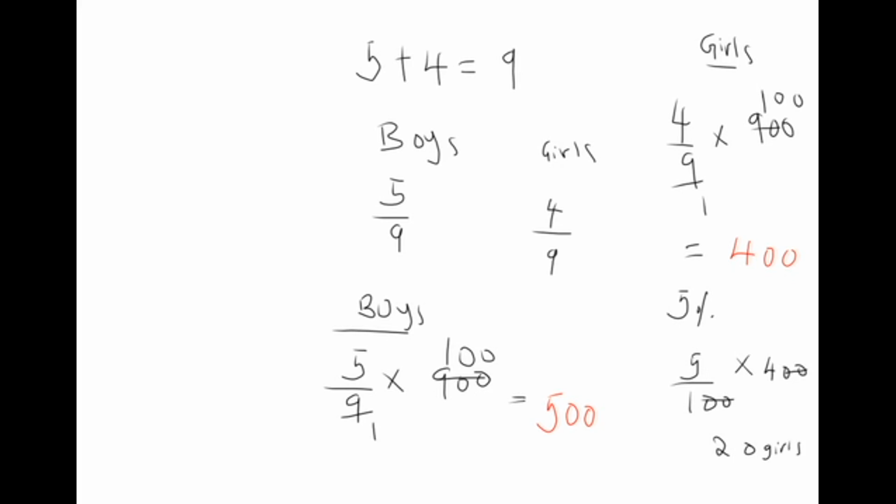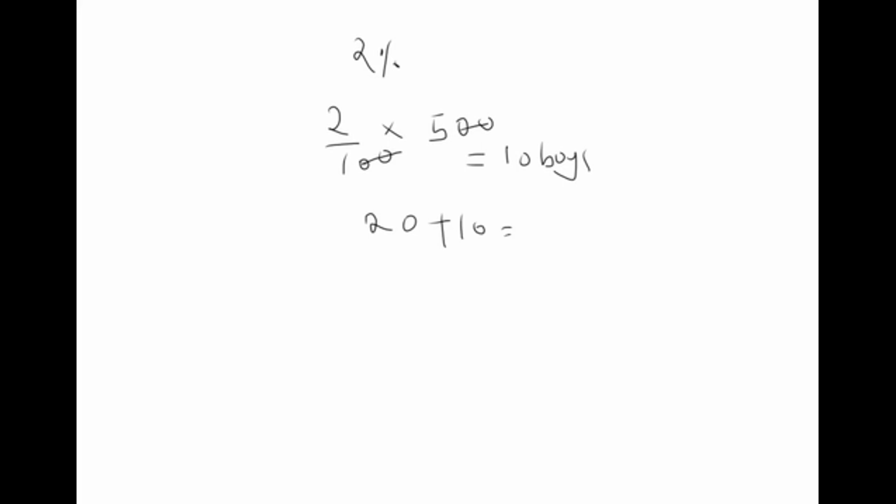Let us get the number of the boys. 2%, which you can write as 2/100 times 500. We simplify, this 0 will cancel this 0. 2 times 5, that is 10. We have 10 boys. So we have 20 girls who went for competition and 10 boys. Therefore, the total people who went for the competition is 20 plus 10, which is 30.